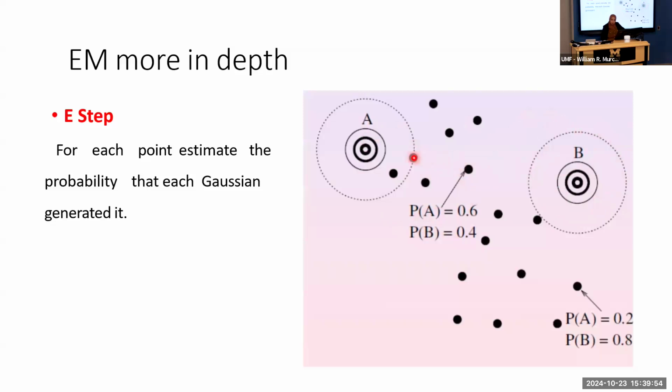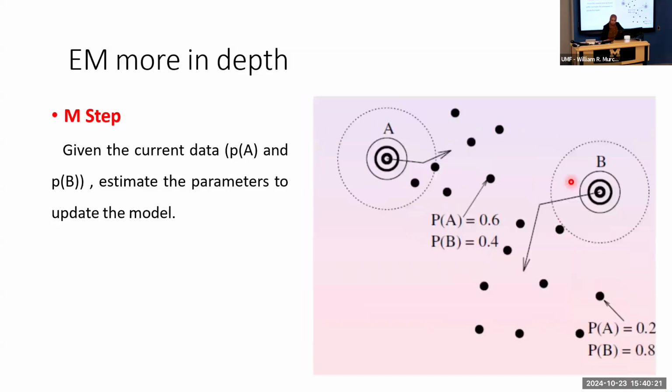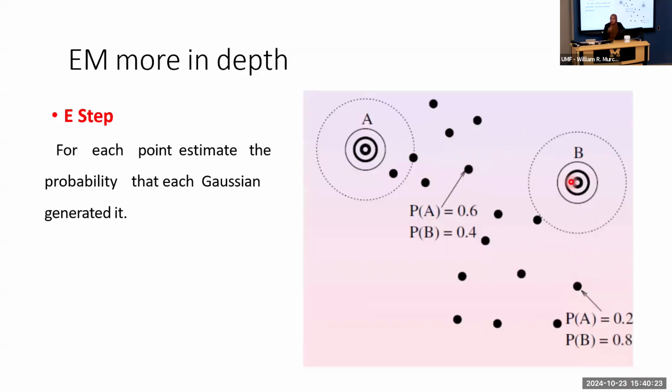Which makes sense, it's, let's say, nearer to these points where A is generating. For this other point, if I compute these values, I'm going to find that the probability of being generated by A is less, which is 0.2. However, the probability of being generated by B is 0.8, which makes sense because it is nearer to Gaussian B. So this is the expectation step.